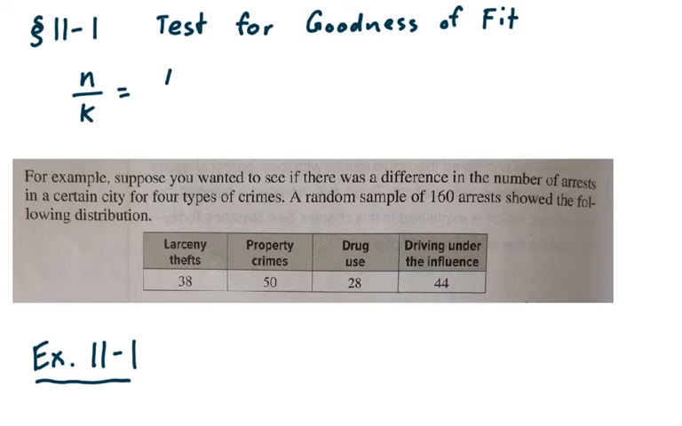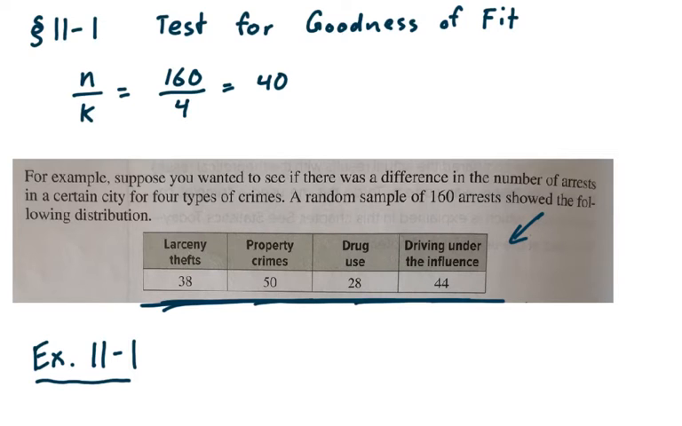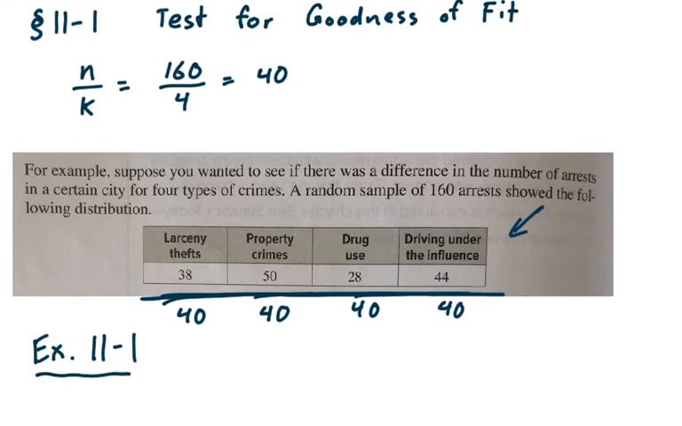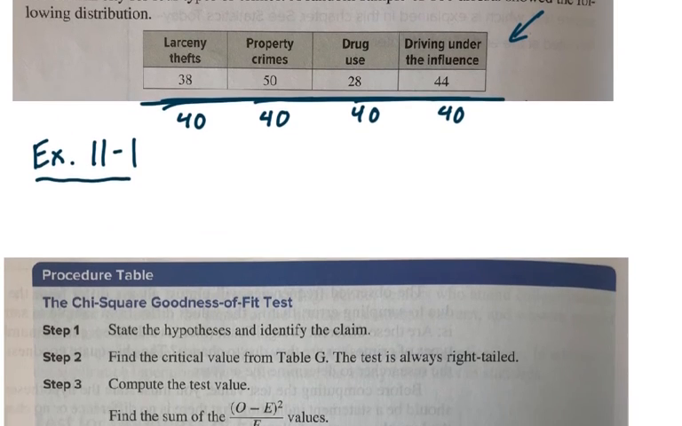So in this case, we have 160 sample arrests, and we have 4 different categories for these 4 types of crimes. And so that reduces down to 40. If there's no difference in terms of the population, and this is just the sample that we have that we're looking at. So this is our observed frequency distribution, and in the expected frequency distribution, we'd expect that there is no difference. So 40 would be the expected value for each of these. Okay, and we'll move down to example 11-1.